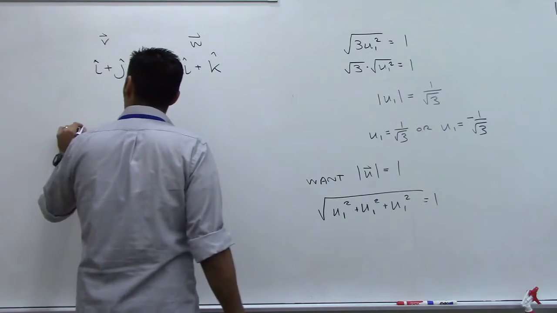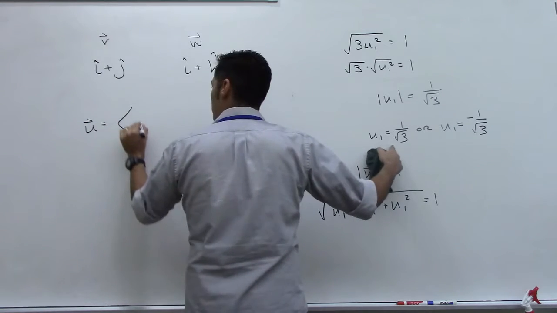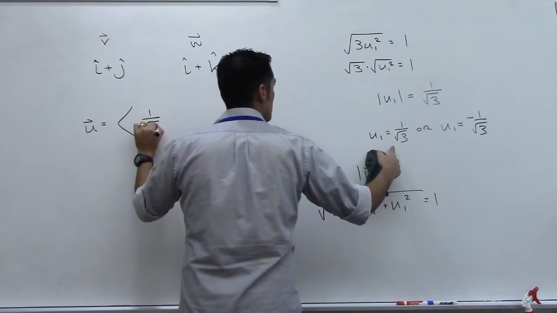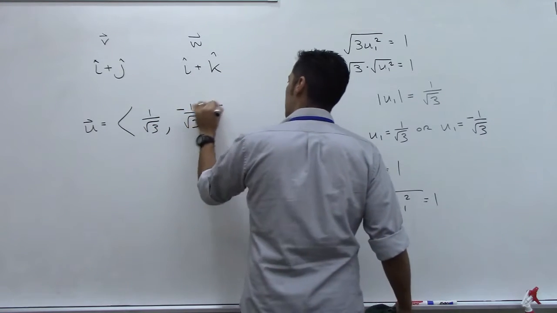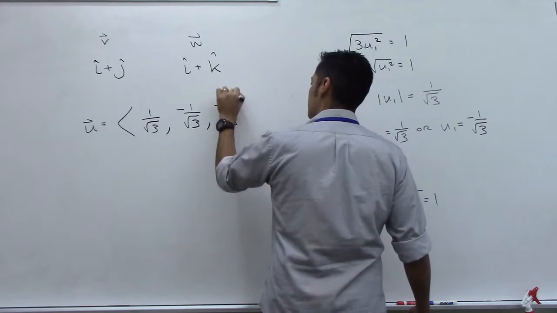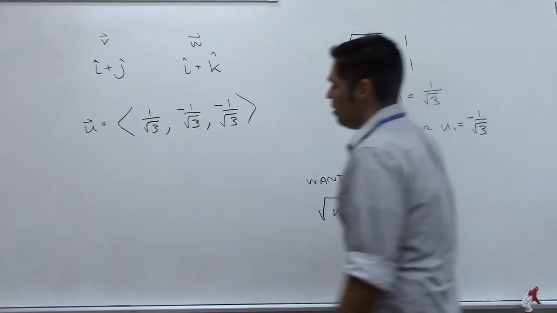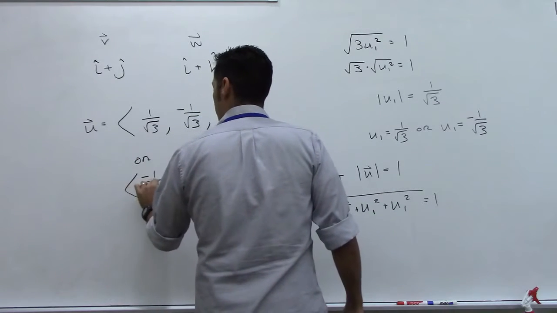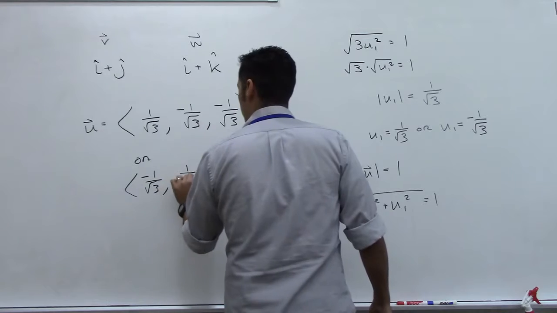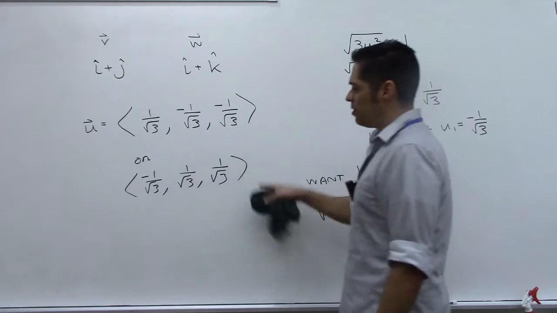Let's first start off and say u1 is 1 over root 3. Then u2 should be the opposite of that, the negative, and u3 should be the same as the second component. So that's one potential answer. Or you could have done negative 1 over root 3 and then change the sign, positive and positive.